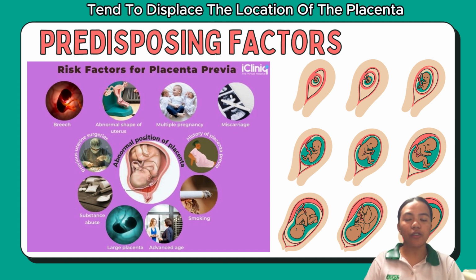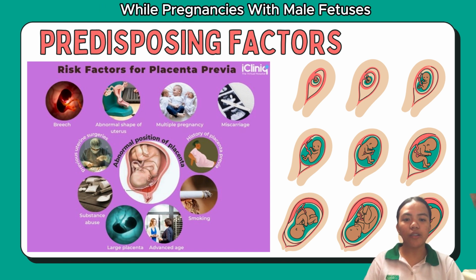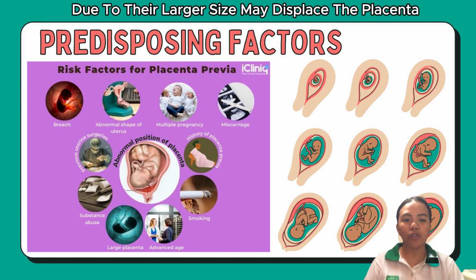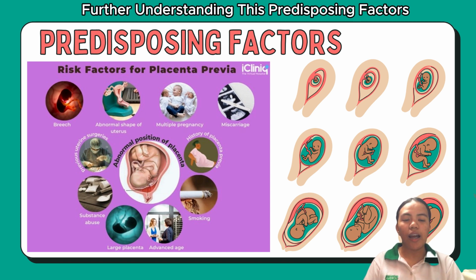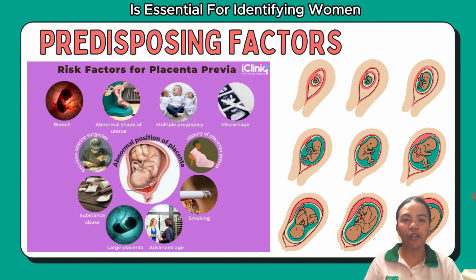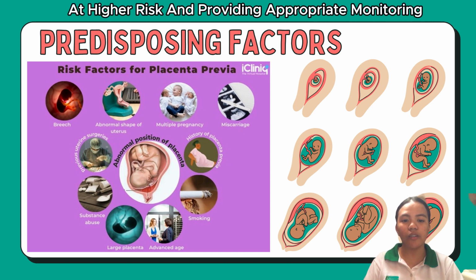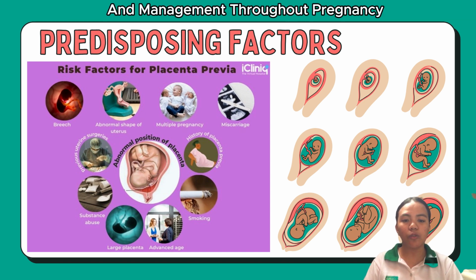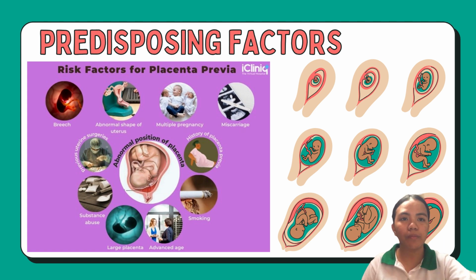Multiple gestation tends to displace the location of the placenta, while pregnancies with male fetuses, due to their larger size, may displace the placenta further. Understanding these predisposing factors is essential for identifying women at higher risk and providing appropriate monitoring and management throughout pregnancy.